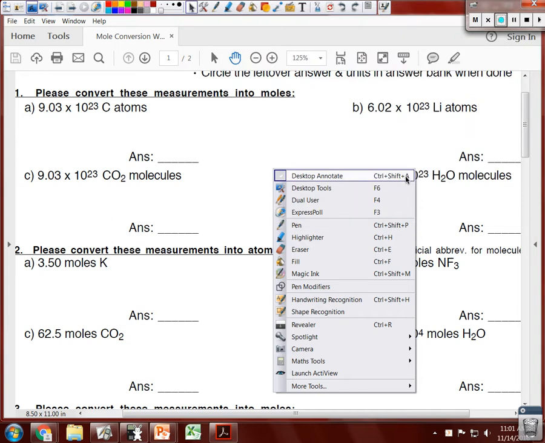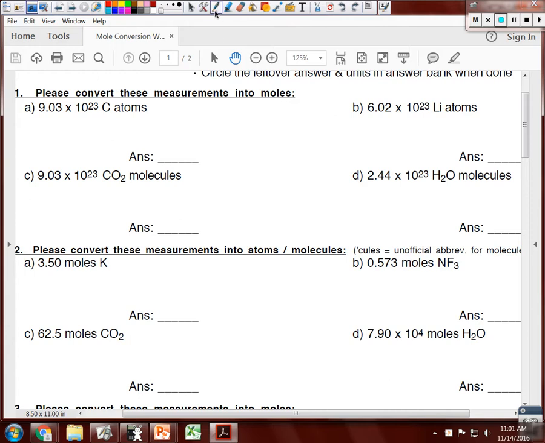So let's go back and do number 1. Here's the reason I saved this one for not necessarily the very beginning: because of the complexity of this problem, and you'll see what I mean. All right, so we're going to start out with 1A. It says, please convert these measurements into moles. So we're going into moles from these things.